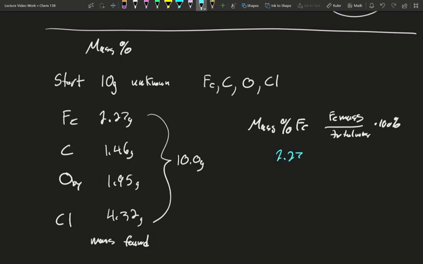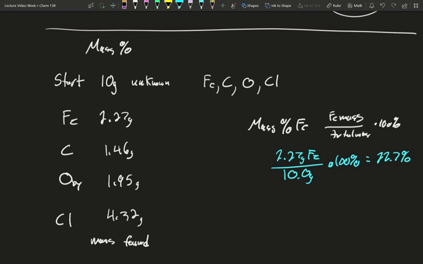So 2.27 grams of iron over 10 grams of stuff. This is 22.7%. We can do this for the carbon, we can do this for the oxygen. What we'll find, because we used a nice 10-gram starting value, we're really just shifting a decimal for these: it's 22.7% iron, it is 14.6% carbon, it is 19.5% oxygen, and it's 43.2% chlorine.